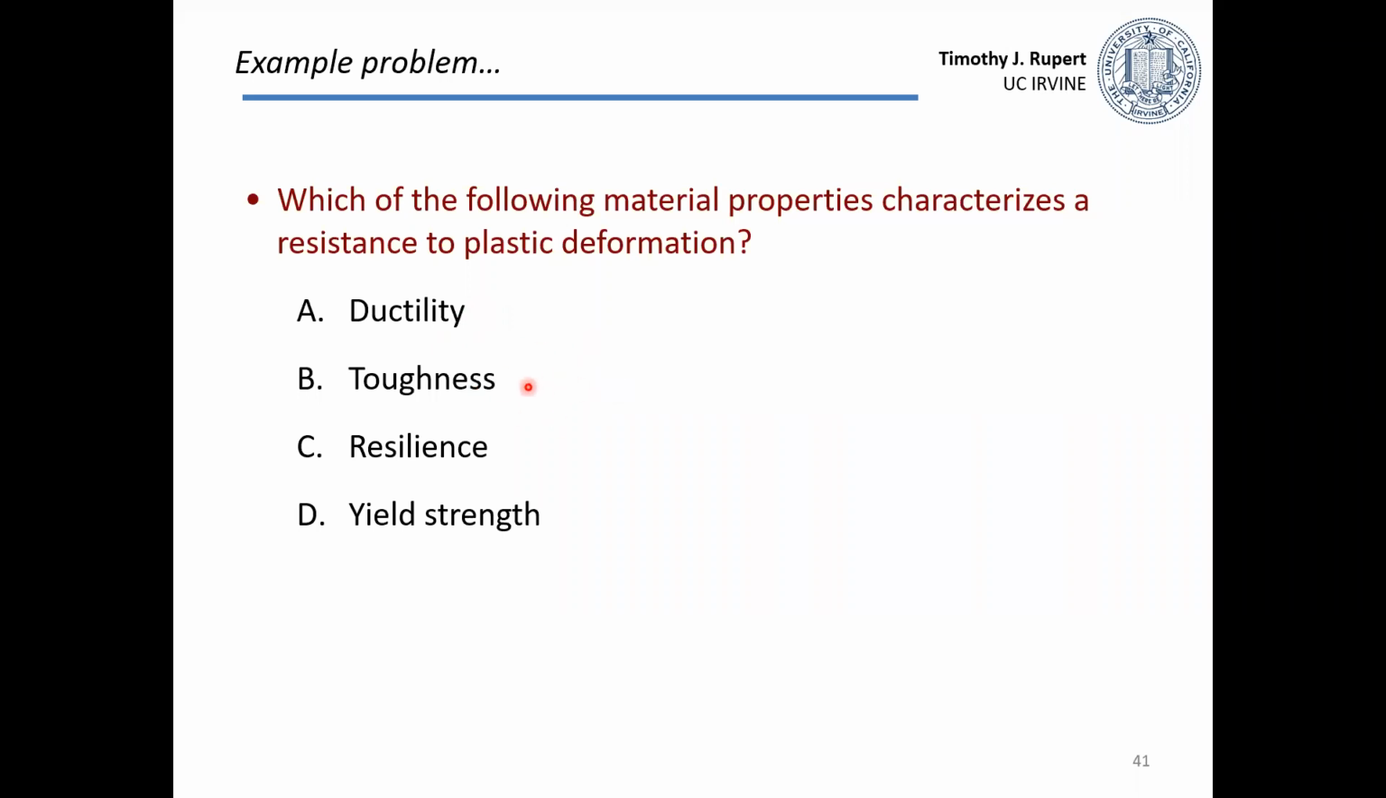Toughness tells me how much energy I put in before I break. But again, that's talking about the point at which it breaks, right? Resilience is how much energy I can put in during elastic deformation. Well, that's not directly measuring our resistance to plastic deformation. Yield strength: what's the stress I have to apply before my sample starts to plastically deform? Okay, part D is the most direct property that describes the resistance to plastic deformation.